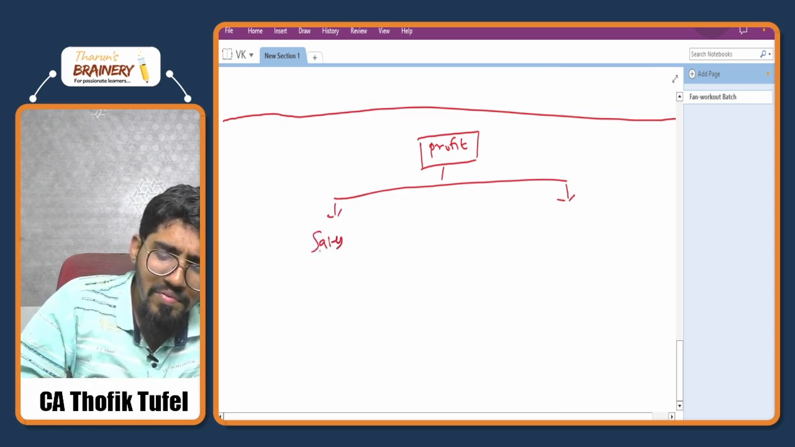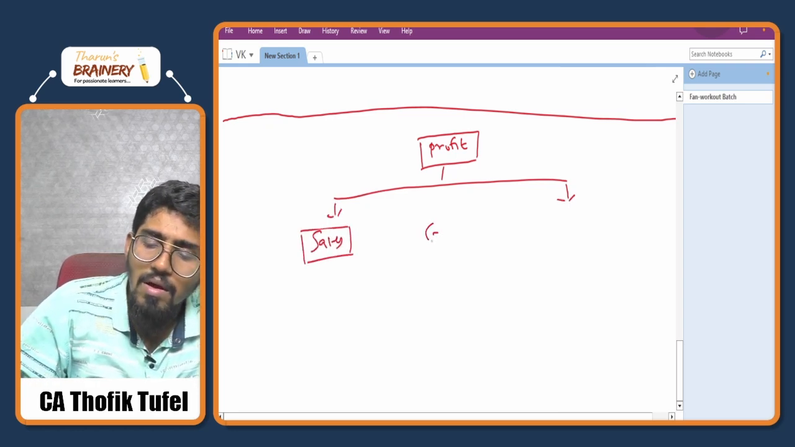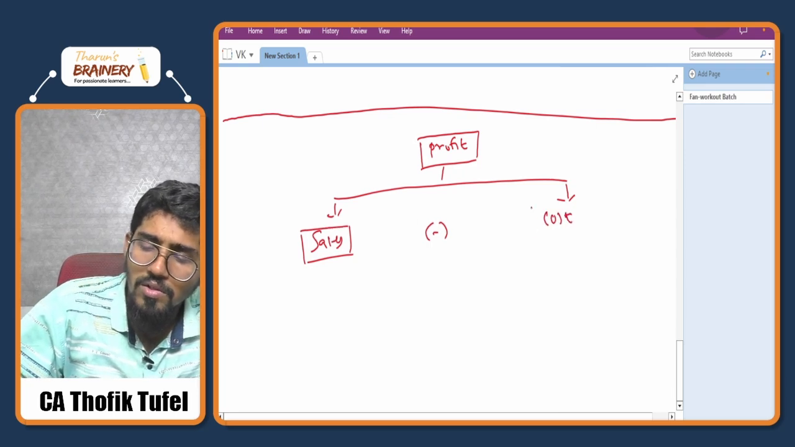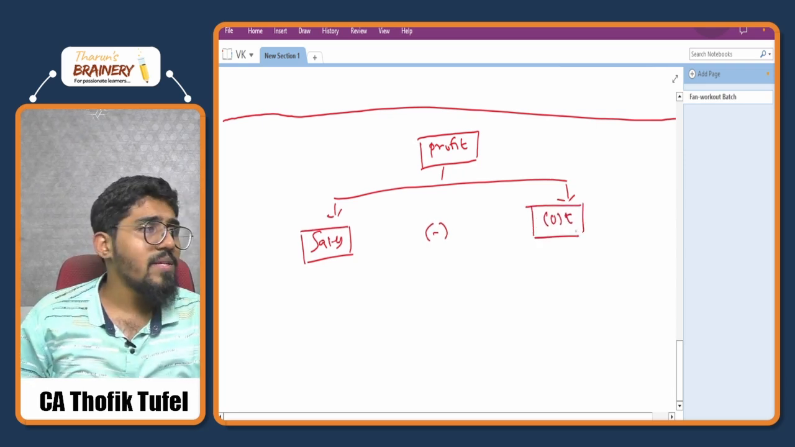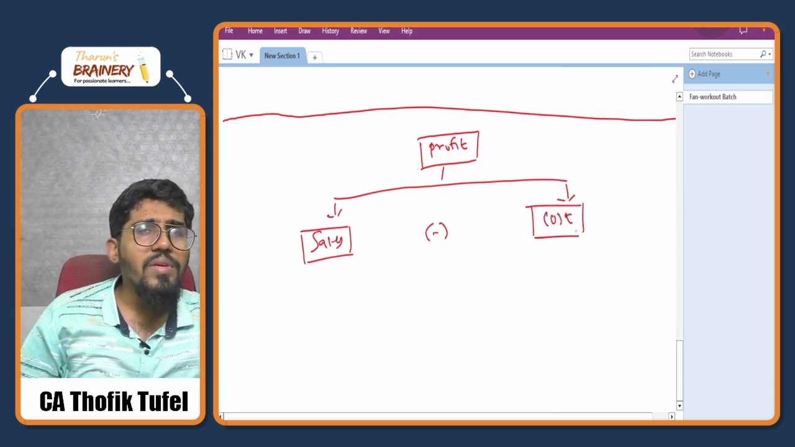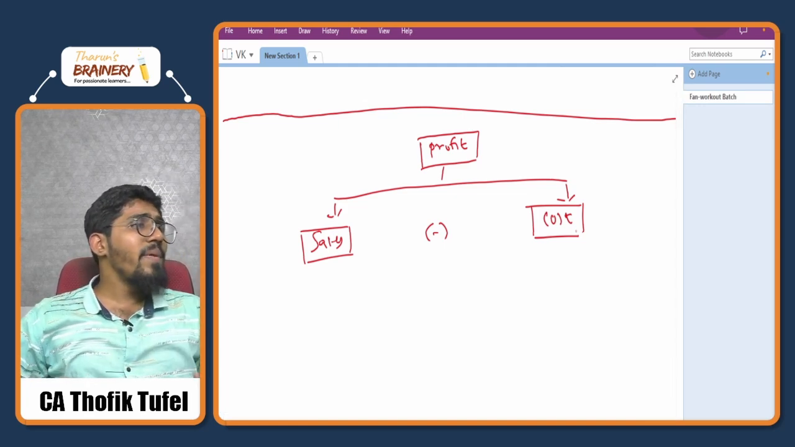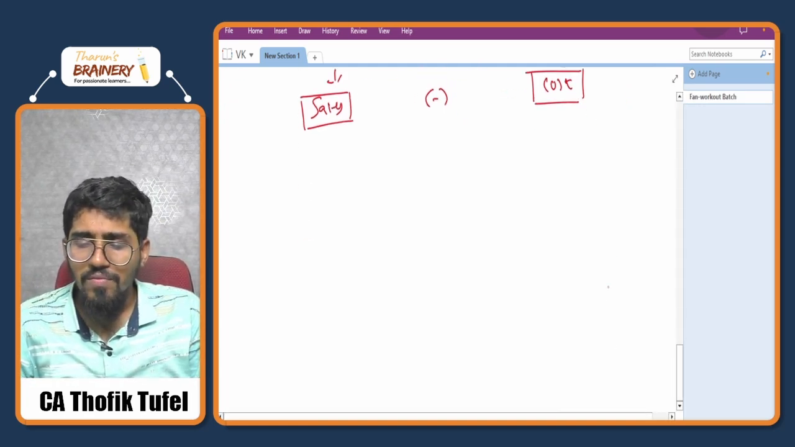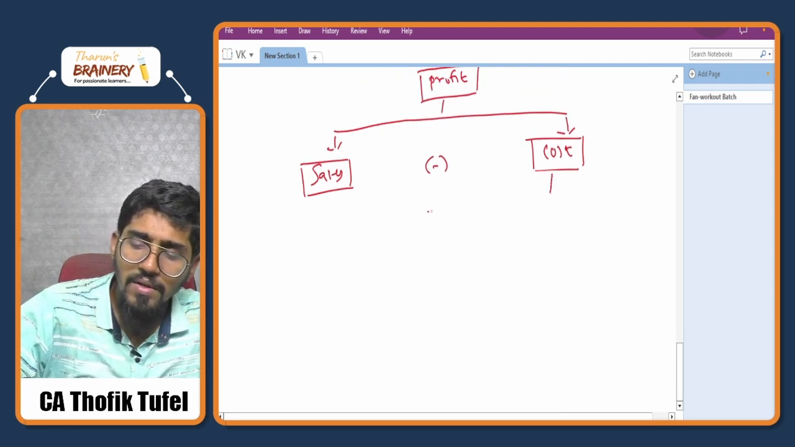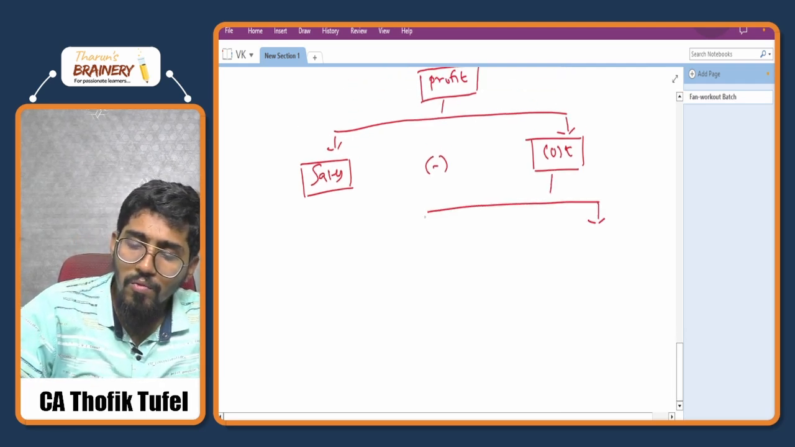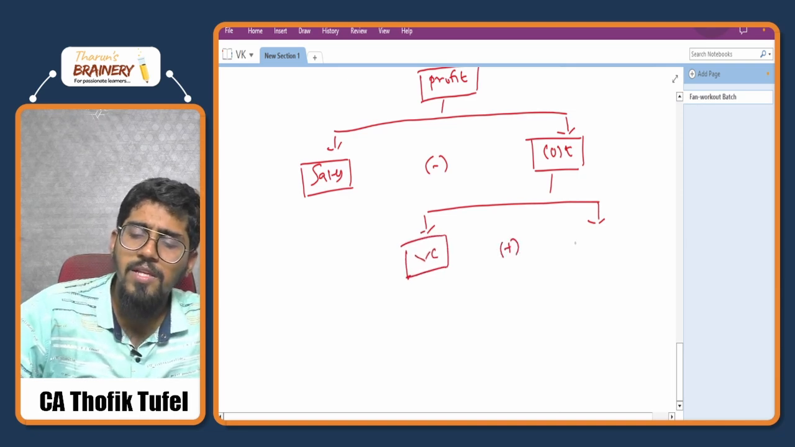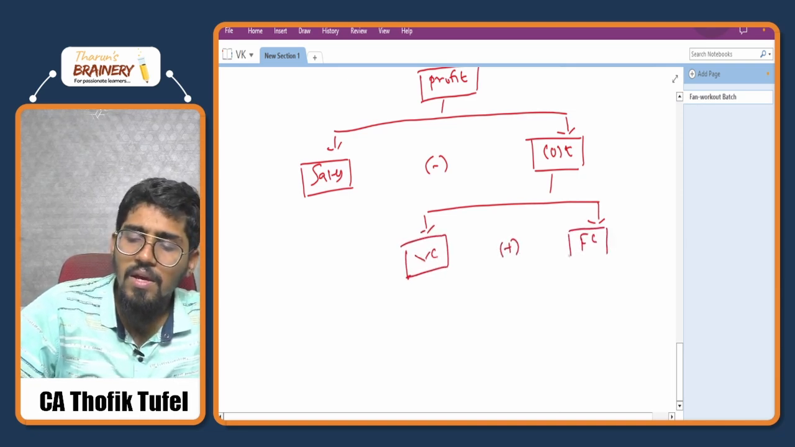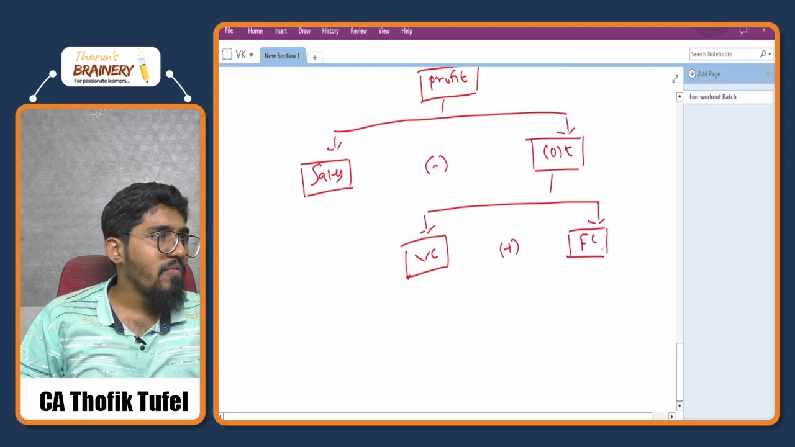So what is profit? Sales minus cost. Now here, on the basis of nature, the cost is bifurcated into two. One is variable cost. So cost means variable cost plus fixed cost.